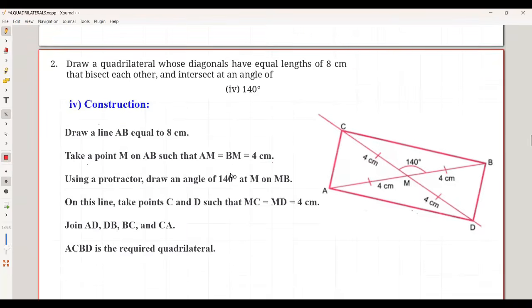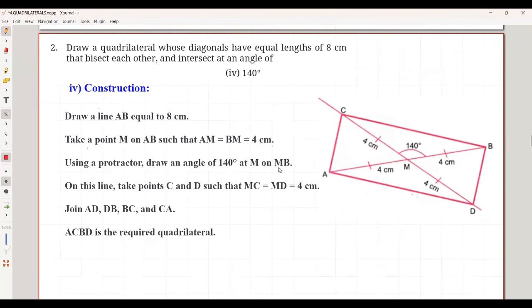The last construction is given 140 degrees. The same 4 centimeter line, mark the center as M. From here you have to mark 140 degrees and draw the line. From the point M, again take 4 centimeters and draw an arc. Down also, draw a 4 centimeter arc and name it as C and D. Now we join AC, BD, which is our required quadrilateral.